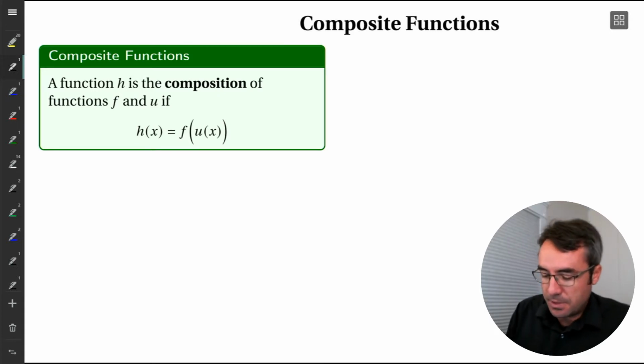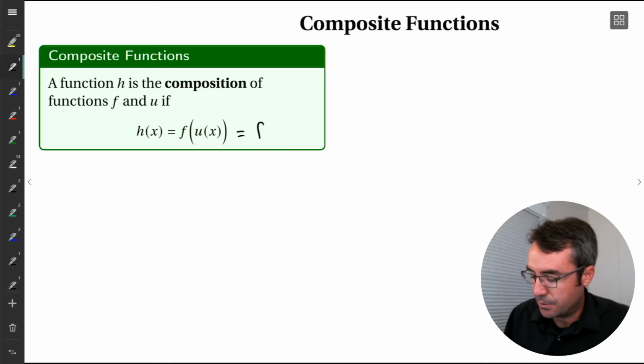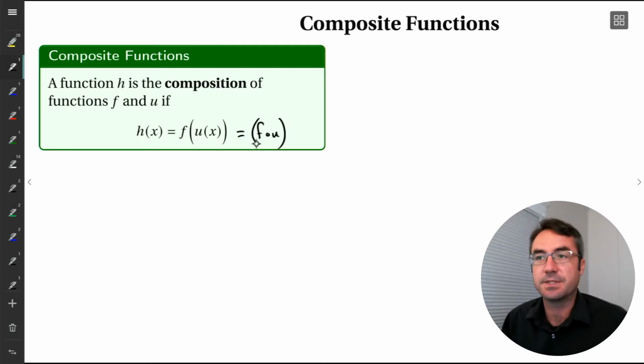And so sometimes we also use this notation to denote a composition. So we read this as f composed with u. It's a little open circle there. And then f composed with u of x. So it's going to be a function. This is generally, though, how we work with these functions.